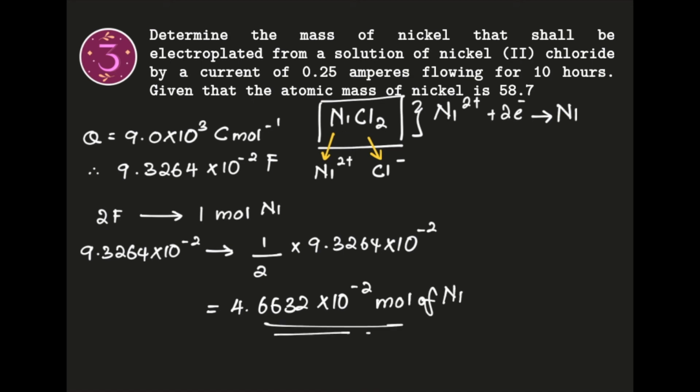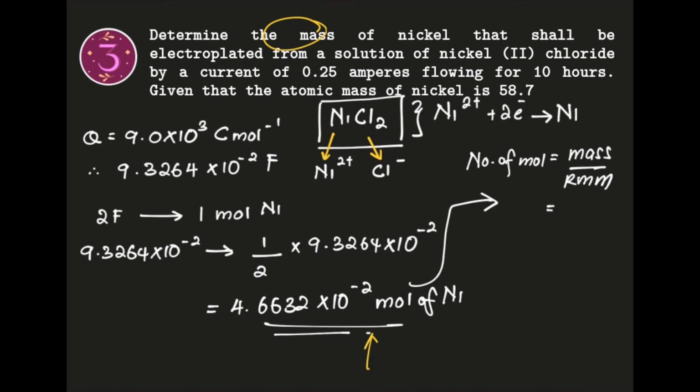Right, but if you look closely, the question asks you to calculate the mass. So it doesn't want it to be in the number of mole, but instead you need to convert it to mass. So number of mole is equivalent to mass over RMM. The number of mole is this one. So the mass is what we are going to calculate, and the RMM, atomic mass, is 58.7.